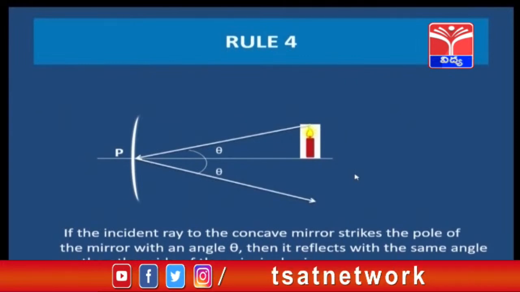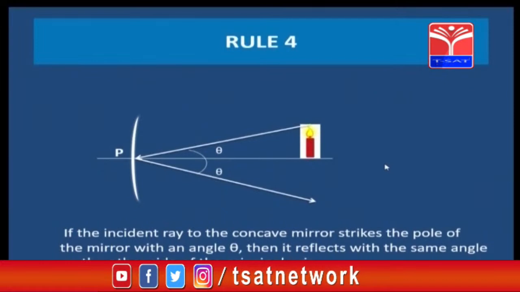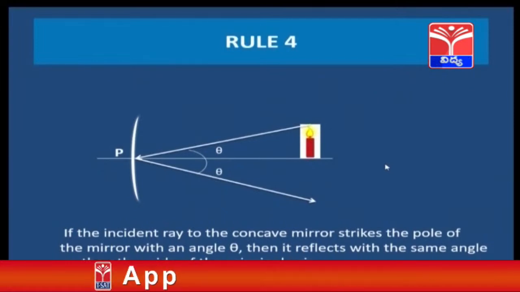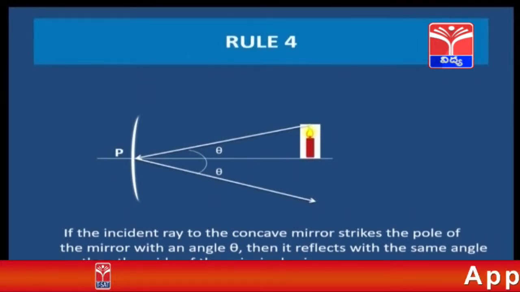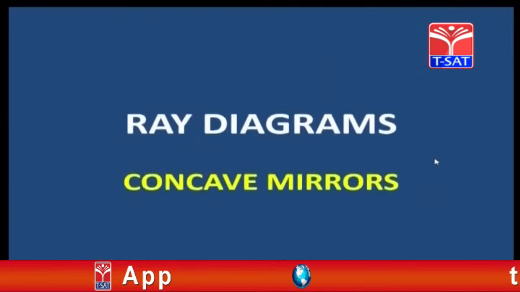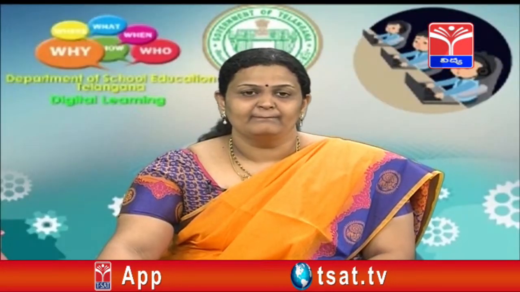Once again children, ray diagrams are a very important concept. So what do we need to draw a ray diagram? We need at least 2 rays. To draw a ray diagram properly, we make use of at least 2 rules. Now let us start the ray diagrams for concave mirrors.